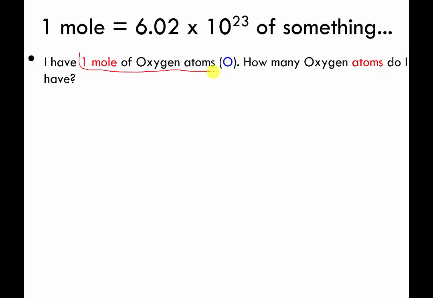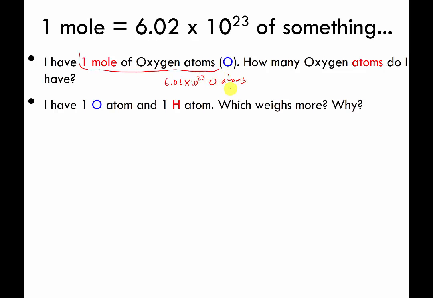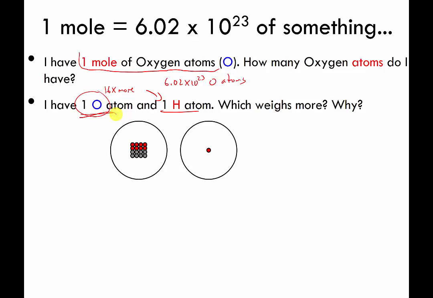I have one mole of oxygen atoms. How many oxygen atoms do I have? 6.02 times 10 to the 23 O atoms. I have one oxygen atom and one hydrogen atom. Which one weighs more? This goes way back to the beginning of this unit when I told you that the average oxygen weighs about 16 times more than your average hydrogen. So the oxygen weighs more. And there it is visually. There's your average oxygen. There's your average hydrogen. You can see that the one on the left weighs about 16 times more.